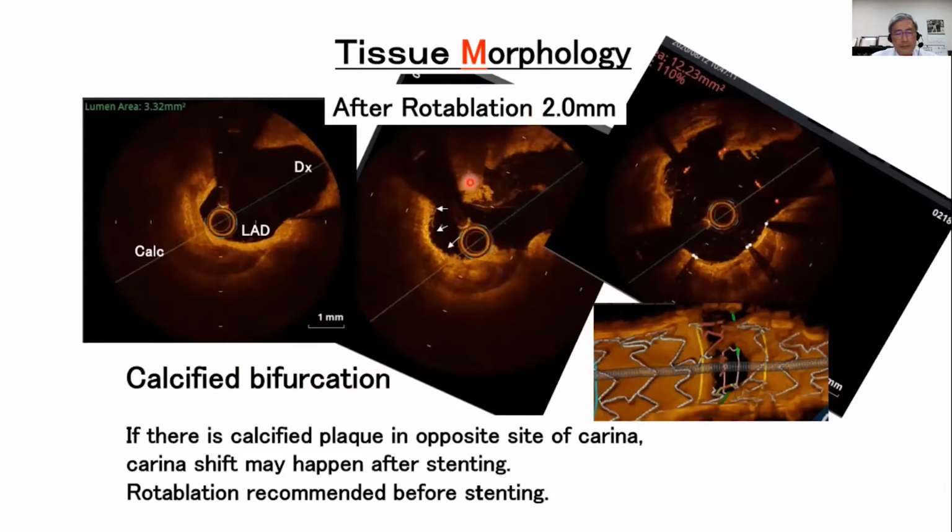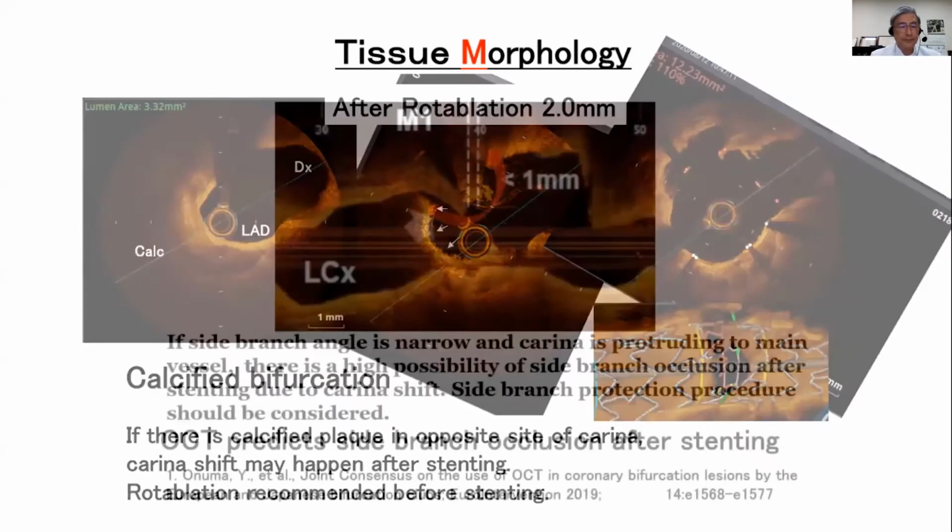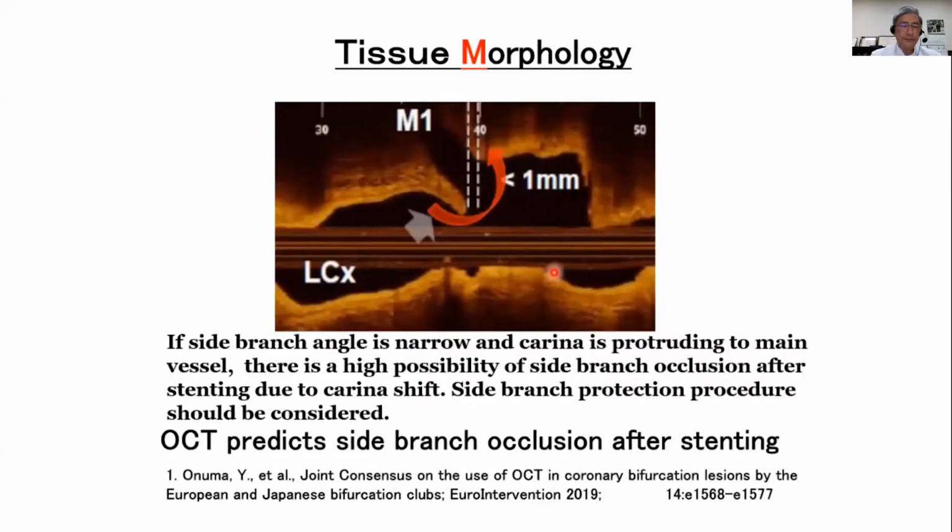After rotational ablation, OCT shows the ablation effect in there. So after stenting, the stent is well expanded and no carina shift happened. If the side branch angle is narrow and the carina is protruding to the main vessel, there is a high possibility of side branch occlusion after stenting due to carina shift. Side branch protection procedure should be considered. OCT predicts side branch occlusion after stenting.